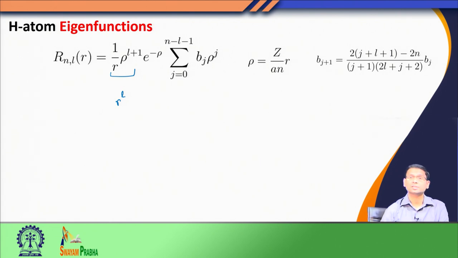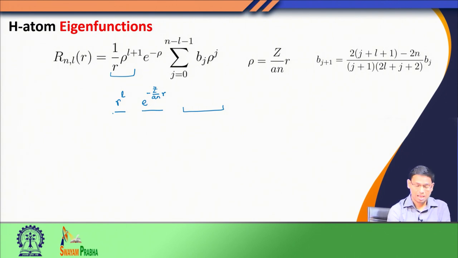term, where l is the orbital angular momentum of the electron, multiplied by e to the power minus rho, which is again e to the power minus some constant multiplied by r, but mind you, this constant depends actually on the value of n. So, I have one r to the power l term, another exponentially decaying function, and then I have this polynomial, the power from the power series expansion. Let us first look at r to the power l.